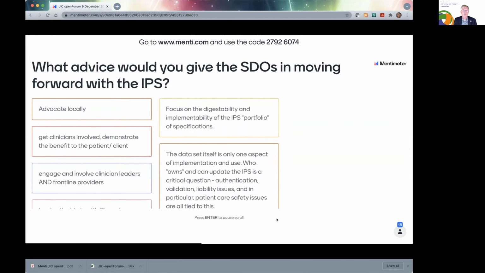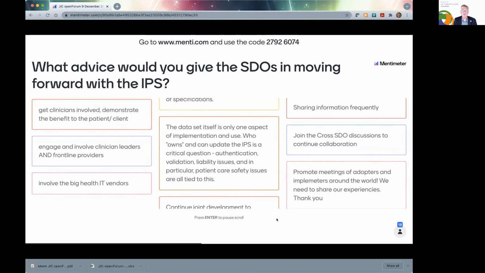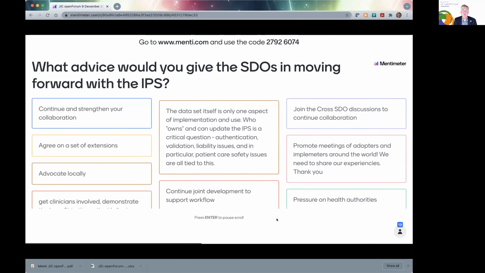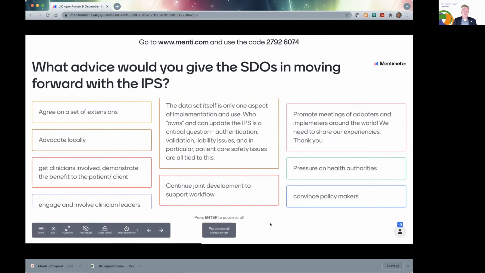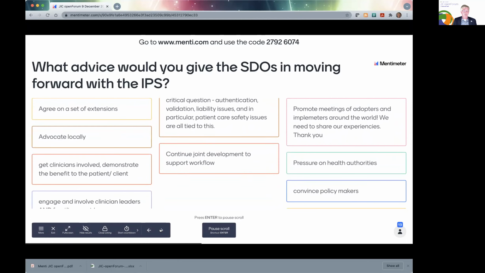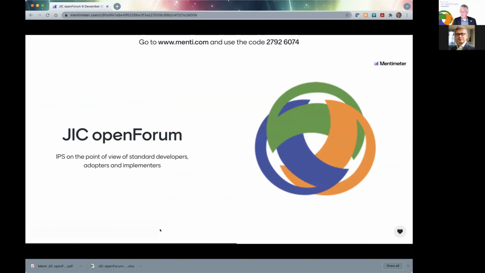I'm not sure whether that's something that the SDOs can do, but we'll certainly engage with the likes of the GDHP to actually make that happen and move forward. So that was my part of this break, or your input to this section, and I'll hand back to Andreas.